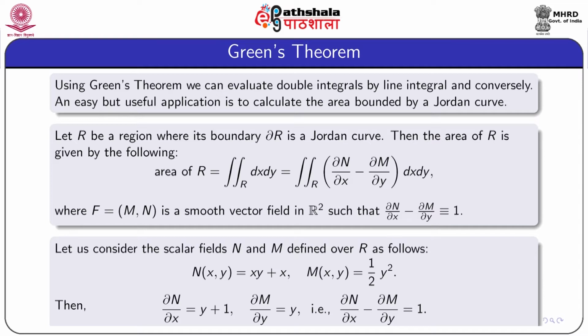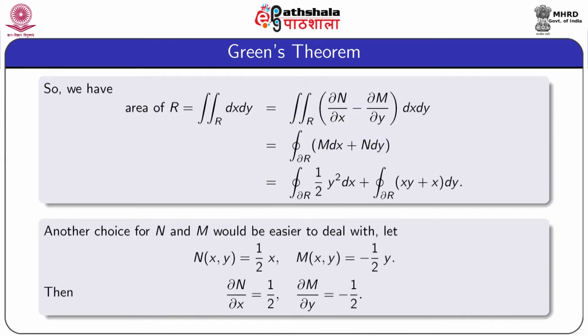Let us consider the scalar fields M and N defined over the region R as follows. Say N(x,y) is given by xy plus x and M(x,y) is half y square. We can check that it is smooth and it satisfies the required condition. So, we have area of R equal to line integral over delta R half y square dx plus line integral over delta R (xy plus x) dy.